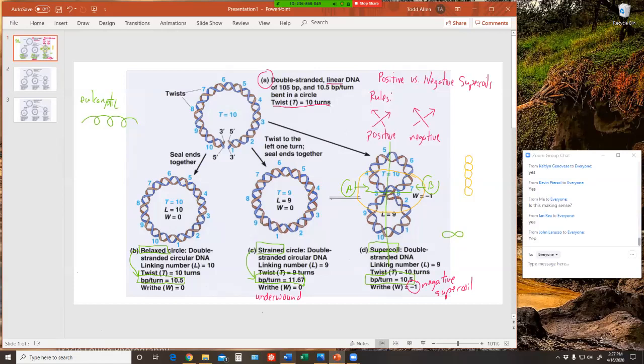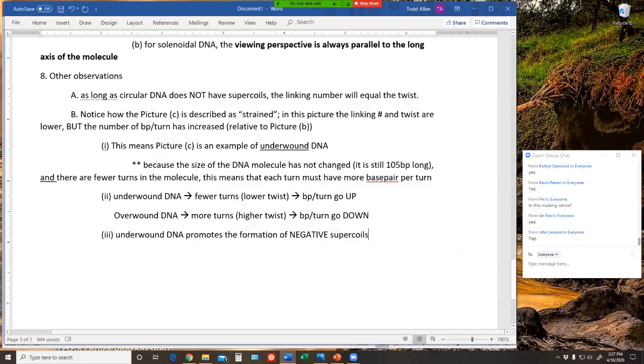So let me finish the notes for you. Underwound DNA promotes the formation of negative supercoils, while overwound DNA promotes the formation of positive supercoils.